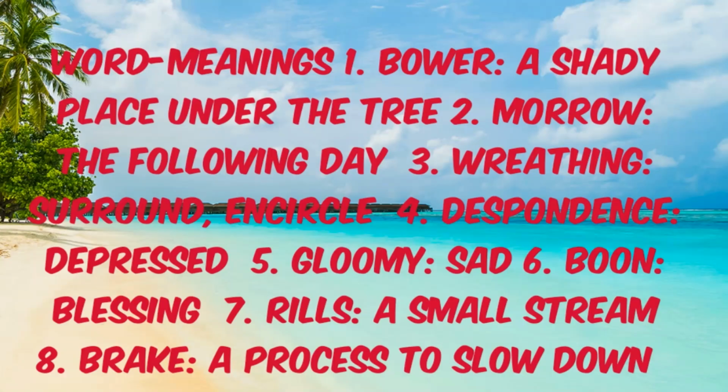Now we will come to the new words, the words which we don't know the meaning of. Now let's begin with the word meanings. The first word is bower, which means a shady place under the tree. Second word, morrow, the following day. Reading, surround or encircle. Despondence, depressed. Gloomy, sad. Boon means blessing. Rills, the meaning is a small stream.